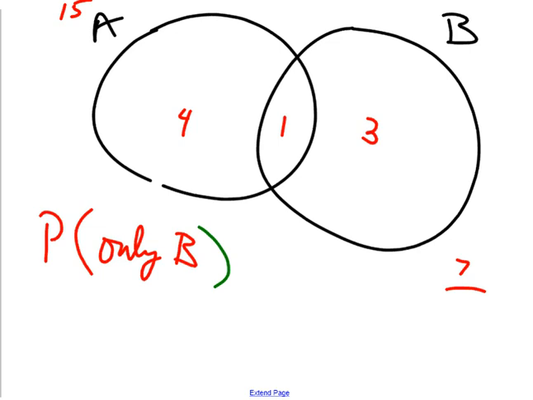It's a thing. You've got to know that one. Only B. That's different than B. Just B would be two things. Only B is more exclusive. And therefore it's 3 out of 15.